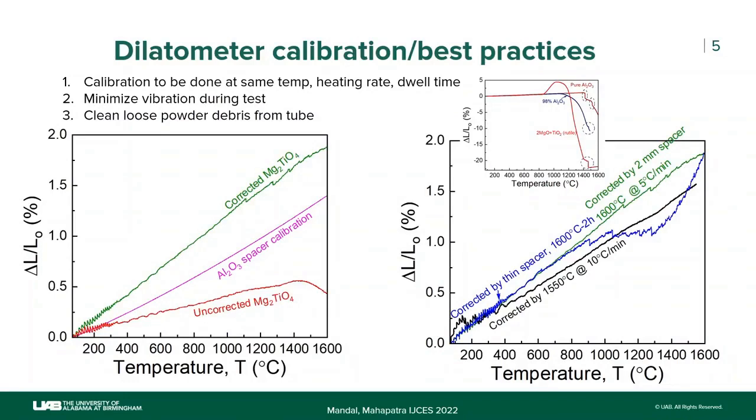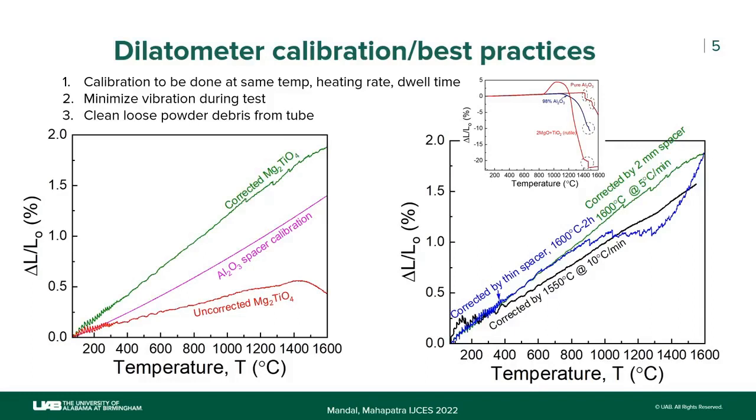So what are the best practices which I've learned from this experience, and this is again published already. With the aluminum spacer calibration, you see it's a perfect straight line. We got an R-squared value of 0.996, which is pretty good. So what happens is that when you correct it, you get a very accurate thermal expansion coefficient.